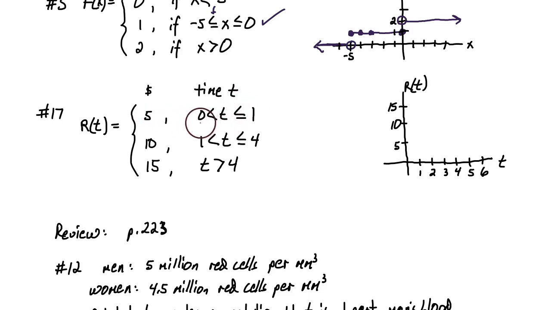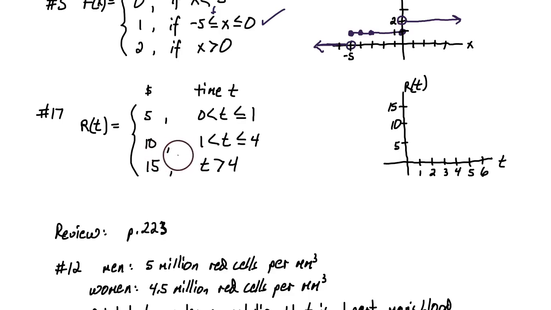I represented that with this statement. The phrase for up to 1 day means that t has to be between 0 and 1. Then we're told it costs $10 to rent equipment if you rent it between 1 and 4 days. And here's how I represented that concept, between 1 and 4 days. Finally, we're told it costs $15 to rent the equipment if you rent it for more than 4 days. And here's how I showed more than 4 days.